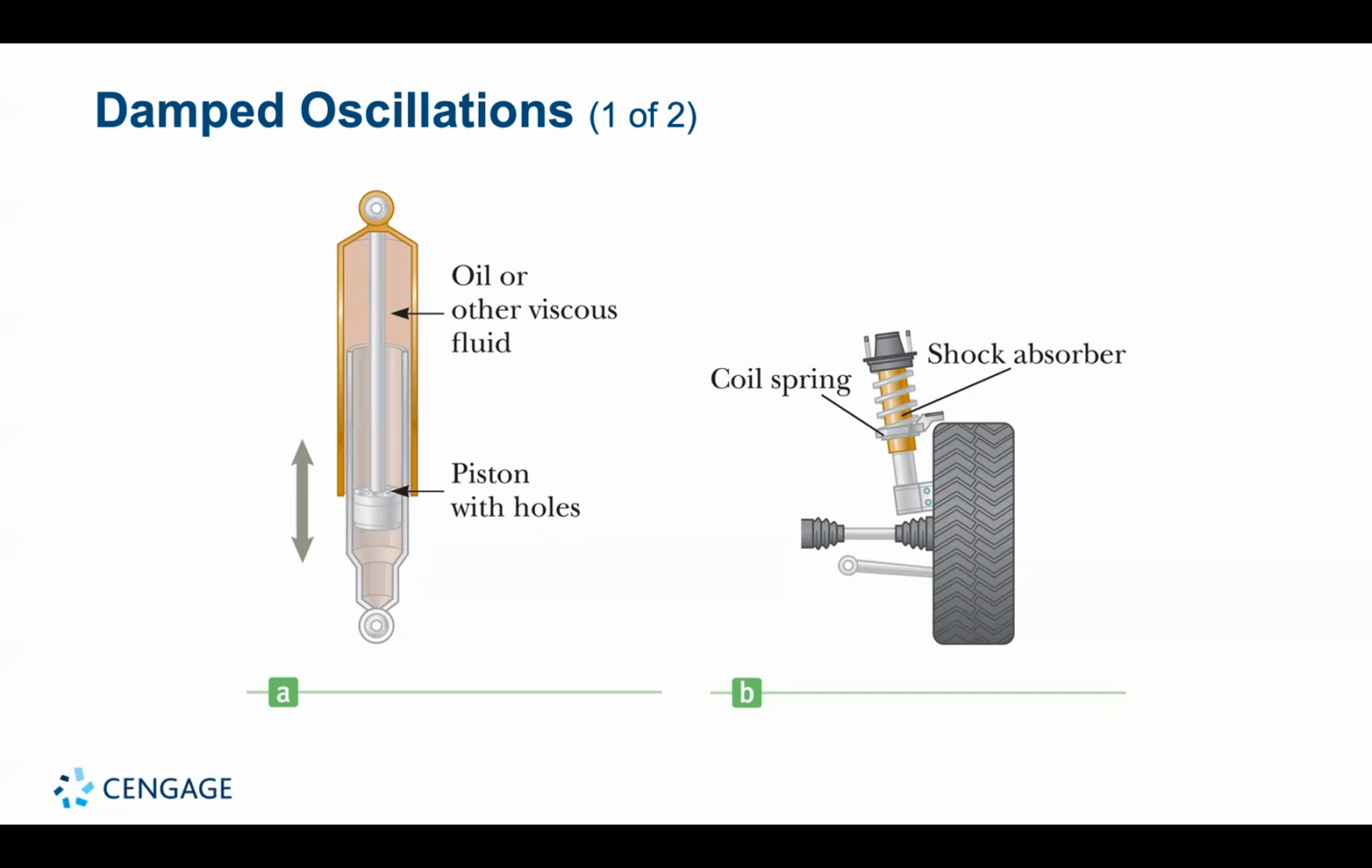A practical application of damped motion is a shock absorber in a car. A shock absorber consists of a piston moving through a liquid such as oil, shown in the figure on the left. The upper part of the shock absorber is firmly attached to the body of the car, as you can see in the figure on the right. When the car travels over a bump in the road, holes in the piston allow it to move up and down through the fluid in a damped fashion.